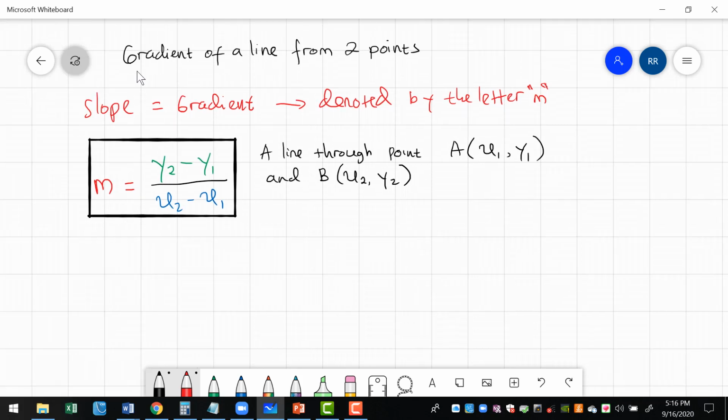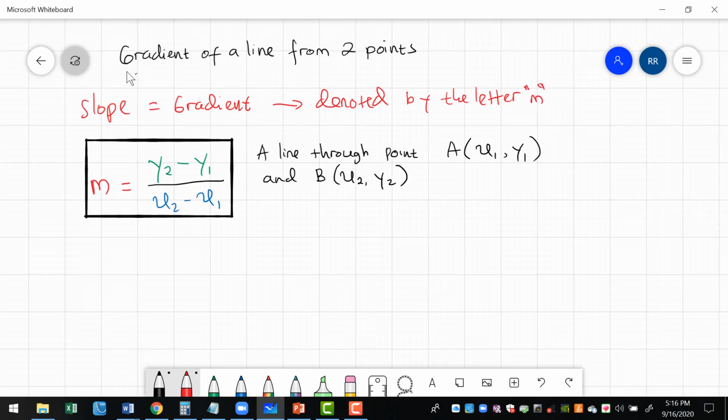Today I'll be explaining a little bit about the gradient of a line from two points. As you have already learned before about slope, slope actually has the same meaning as gradient. Before, our topic was about slope; this time it's about gradient, but it's the same thing. So slope is equal to gradient. Remember that slope or gradient can be denoted by the letter M. This letter here is the notation of gradient.